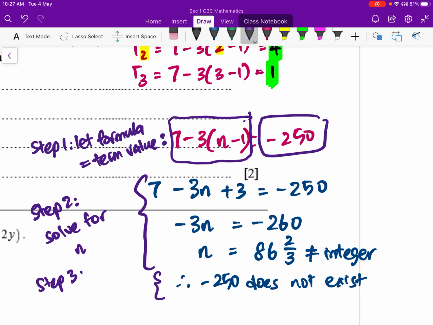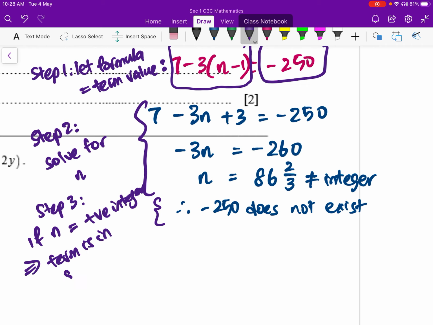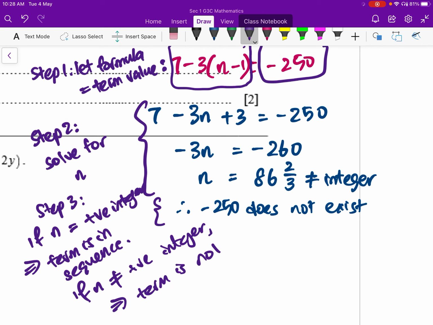The third step. Step 3: conclude. If n equals a positive integer, then the term is in the sequence. If n is not a positive integer, then the term is not in the sequence. You need to know the logic on the left hand side. It is not so much about memorizing. As long as you understand the logic behind it, you can do this question and can explain properly already.